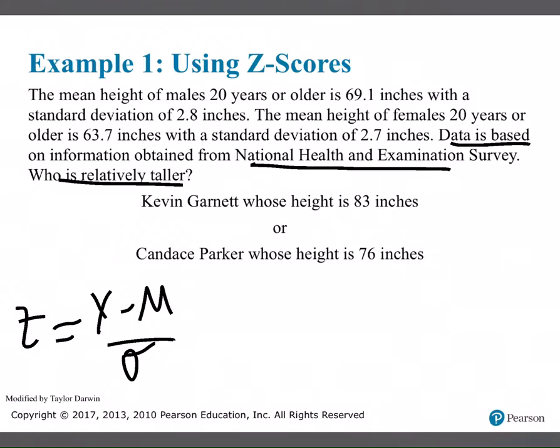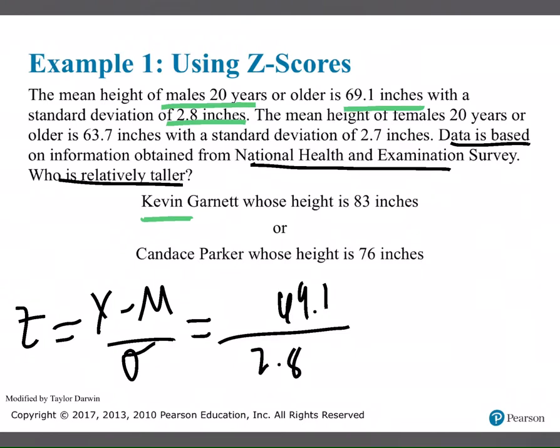let's find information. It says the mean height of males is 69.1 with a standard deviation of 2.8. I'm going to assume Kevin's a male. So our mu for Kevin is 69.1, and the standard deviation is 2.8. So we've got mu and sigma, but what is that x? That x is what you're trying to get information on or compare to the mean and standard deviation. We're looking at Kevin's height specifically, so that's going to be our x. Your x can change. It's whatever you're looking at.